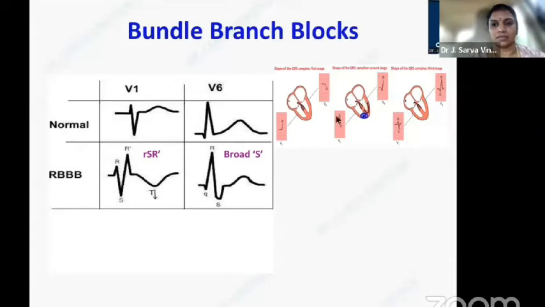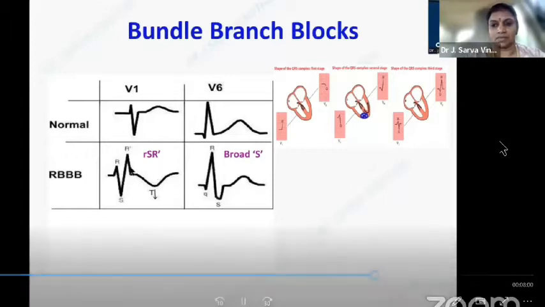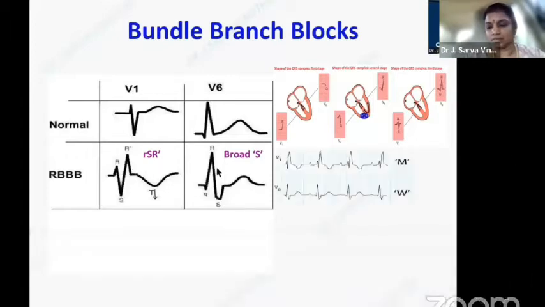The first and second part is not affected. But because the right bundle branch is blocked, the right part of the ventricle now has to be depolarized via the myocardial cells, so not via the conduction system. So it is going to take a longer time, and hence we tend to have another R prime in V1 or a broader S wave in V6. If it is difficult for you to remember this, we can remember it as M in V1 and W in V6. That is significant of your right bundle branch block.